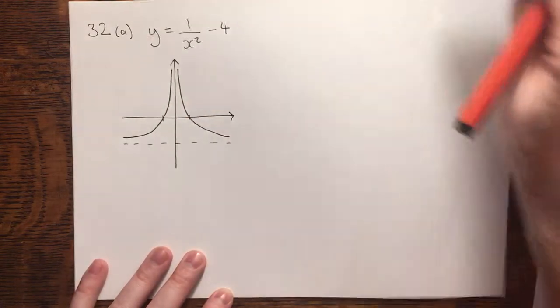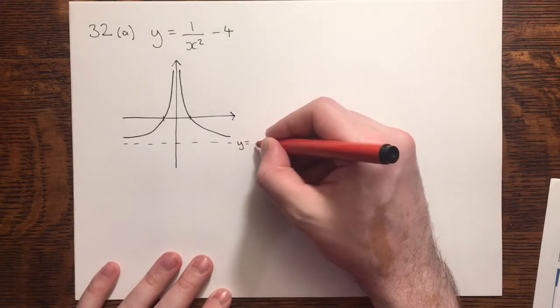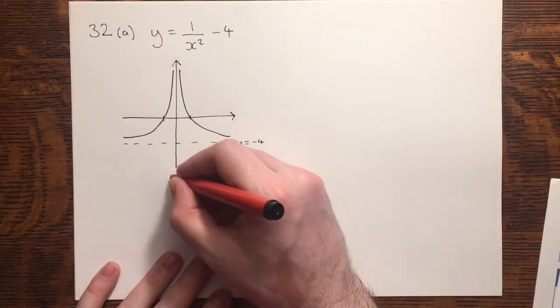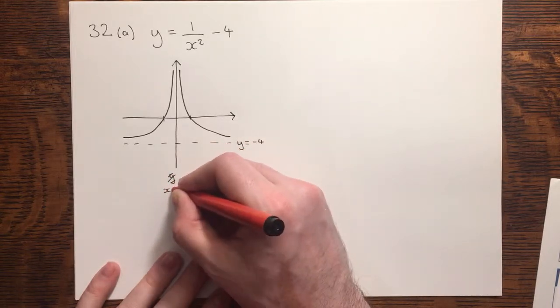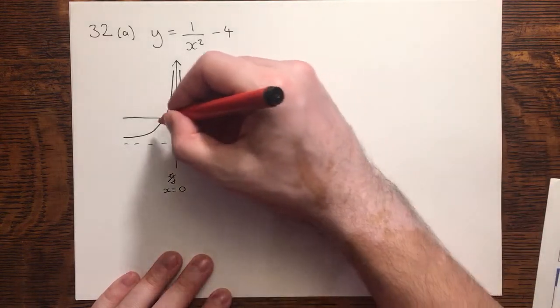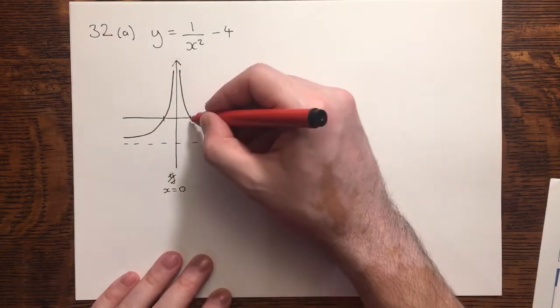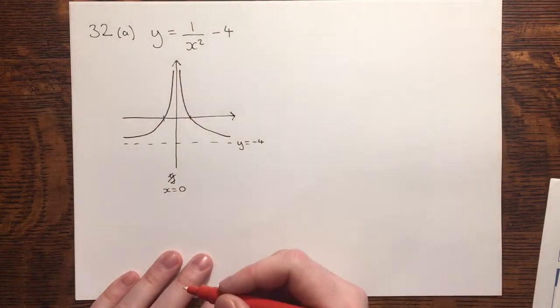Now we're asked in the question to state the equations of the asymptotes. It's worth noting there's also an asymptote at x equals 0 as well. We are also asked to find these intercepts. There is no y-intercept, but we do have these x-intercepts.